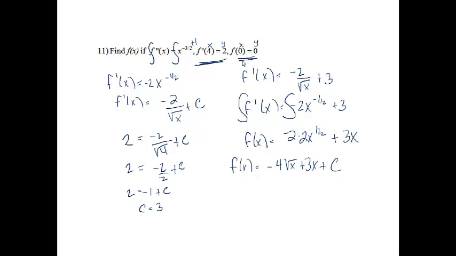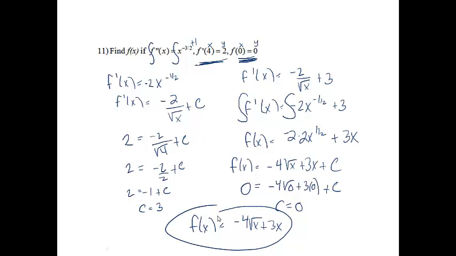And then I will use this information, f of 0 equals 0. So my function equals 0, and my x value equals 0, which means c will equal 0. So my final answer will be f of x equals negative 4 square root x plus 3x, and that would be my answer.